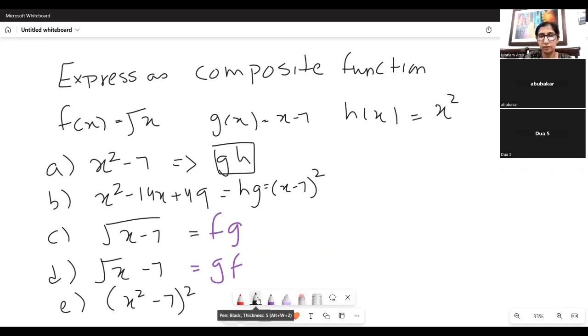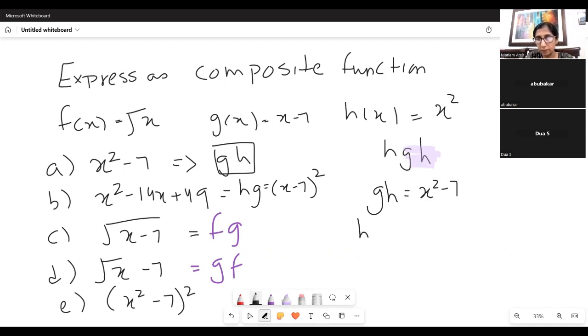Let's see. She's saying it's HGH. Let's see if it's right or wrong. We always start from here. Abu Bakr, what is GH? मिस GH होगा x square minus 7. हाँ पहले ही पता है x square minus 7.